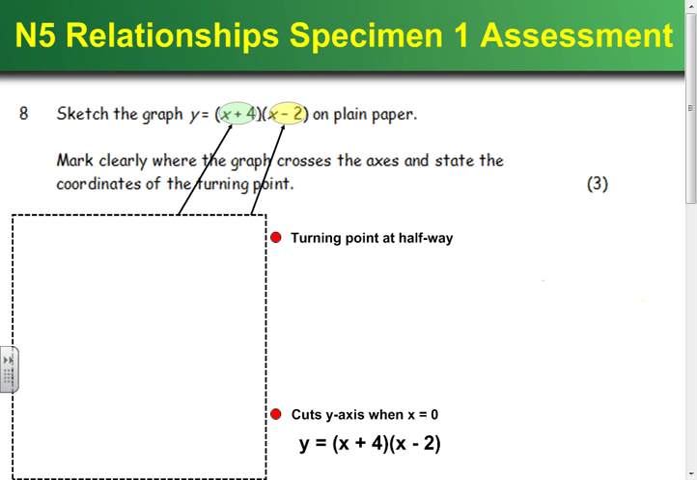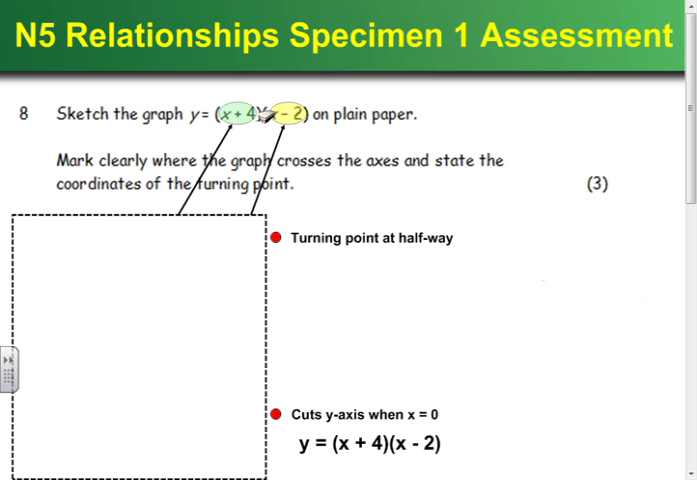Right, question 8, one of the hardest questions there. There's quite a lot of working to this. Sketch the graph on plain paper of y equals (x plus 4) times (x minus 2). Mark clearly where the graph crosses the x axis and the y axis, and state the coordinates of the turning point.